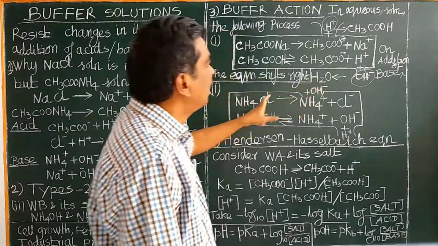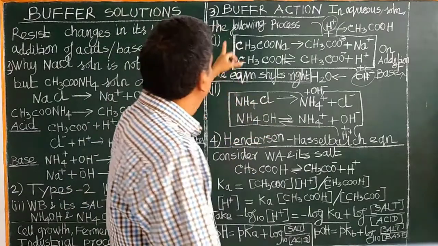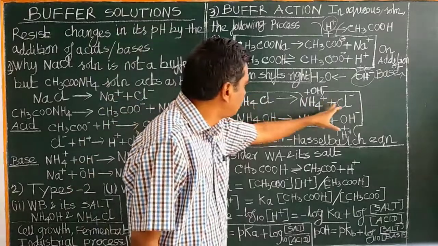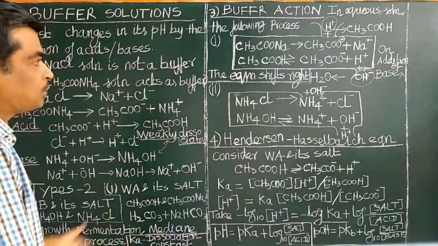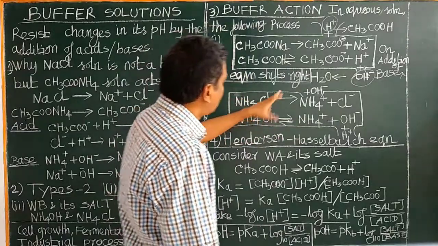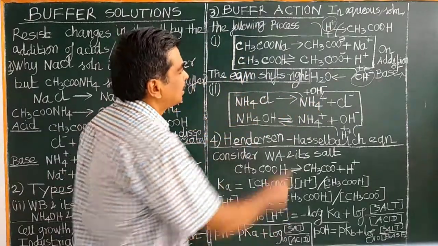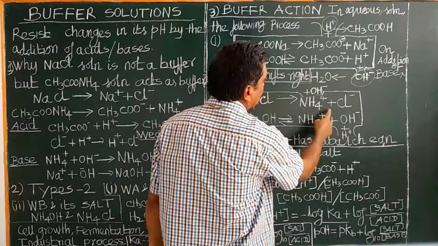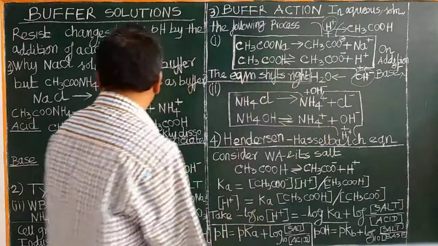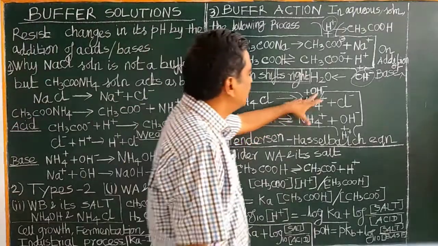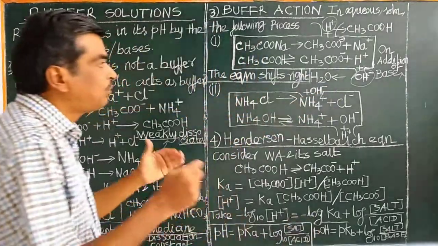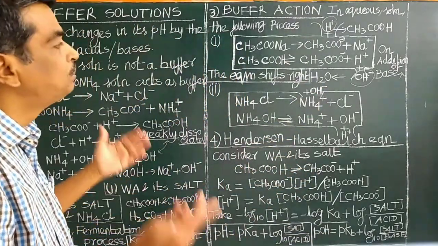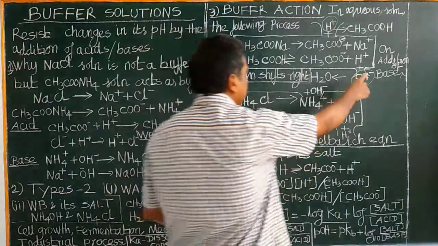Now let us see, for example, a weak base and its salt. The following reactions take place in aqueous solution. On the addition of base, OH minus ion combines with the ammonium ion to form ammonium hydroxide, as we have shown here. The ammonium hydroxide formed is weakly dissociated. Therefore, there is no change in pH on the addition of base.